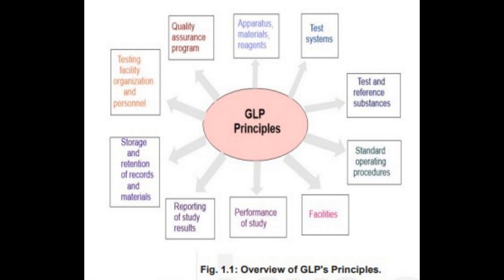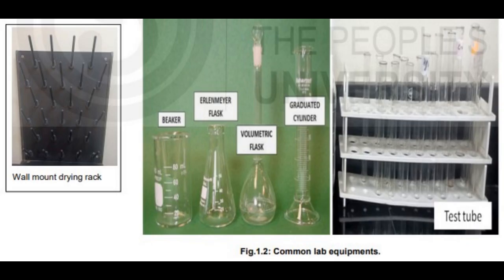4. Apparatus, material, and reagents. 5. Test systems. Physical, chemical, biological. 6. Test and reference items. Receipt, handling, sampling and storage. Characterization. 7. Standard operating procedures. Record keeping, reporting, storage, and retrieval. Test system, where appropriate. Quality assurance procedures.